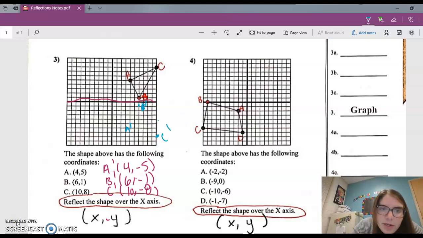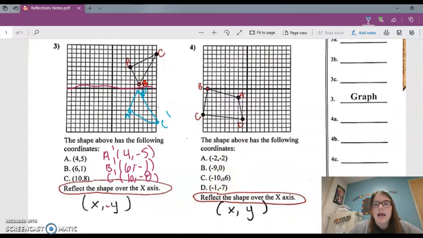So then I'm going to connect the dots. Again, please make sure that you're using a ruler to make your line straight. All right, and if I were to fold those two on top of each other over the x-axis, I know they would land on top of each other, which is what I want. Okay. I'm going to show you one other way that you can do this. If this doesn't make any sense, then just stick with what you know.